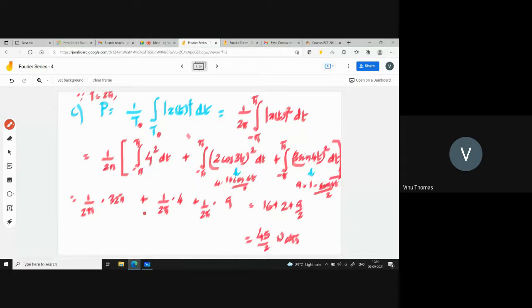So this you can expand as 1 by 2 into, so this evaluates to 32 pi, and this evaluates to, so you see that for cos 6t, you are looking at the total area under 6 cycles of a cosine wave from minus pi to plus pi. So what is the total area under 6 cycles of a cosine wave? Total area would be equal to 0 because there is as much positive area as there is negative area under 6 cycles of a cosine wave.